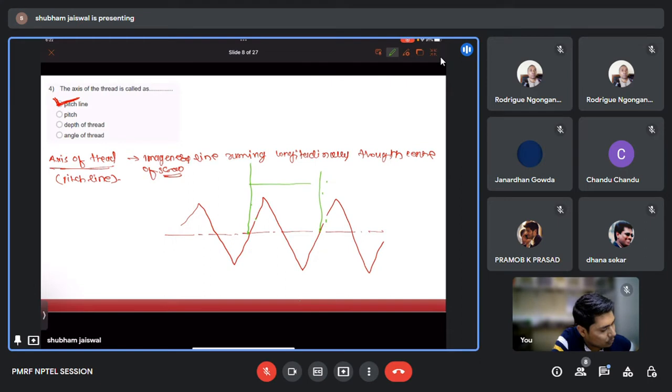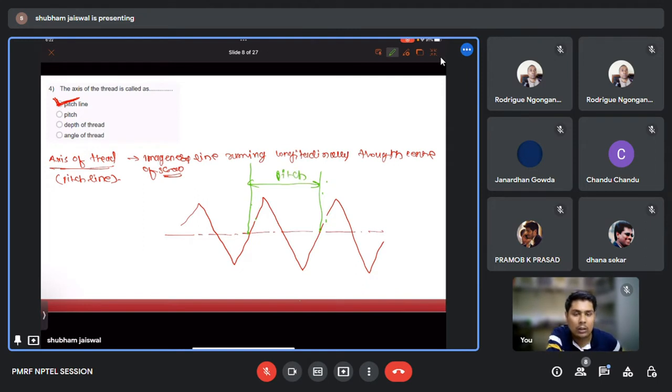Okay, this distance is known as... anyone? So this is the distance between two corresponding points on the adjacent thread, and it is measured parallel to the axis of a thread. That distance is known as pitch.